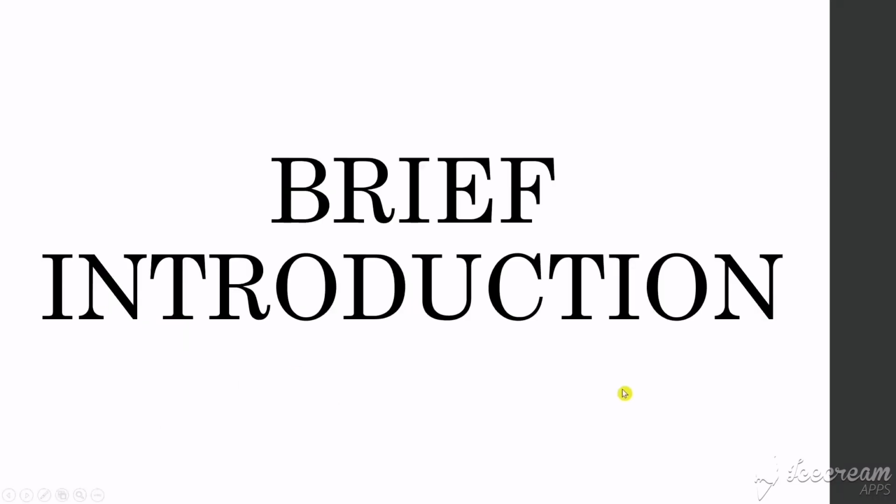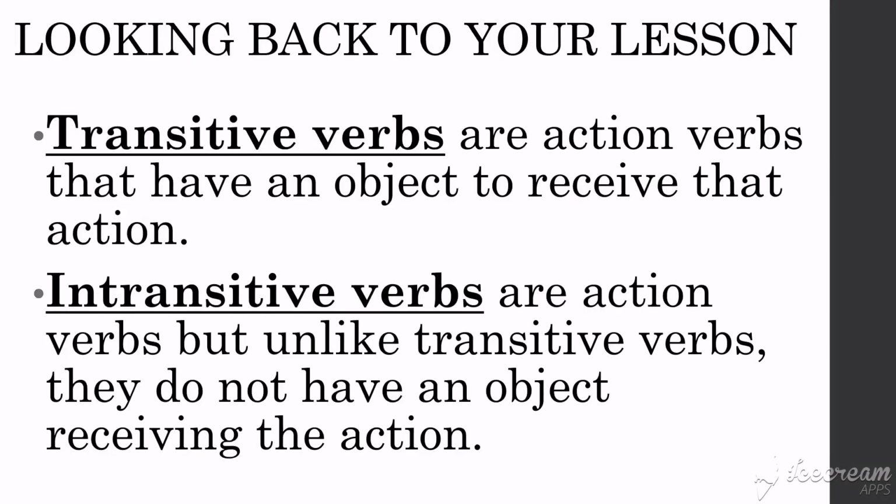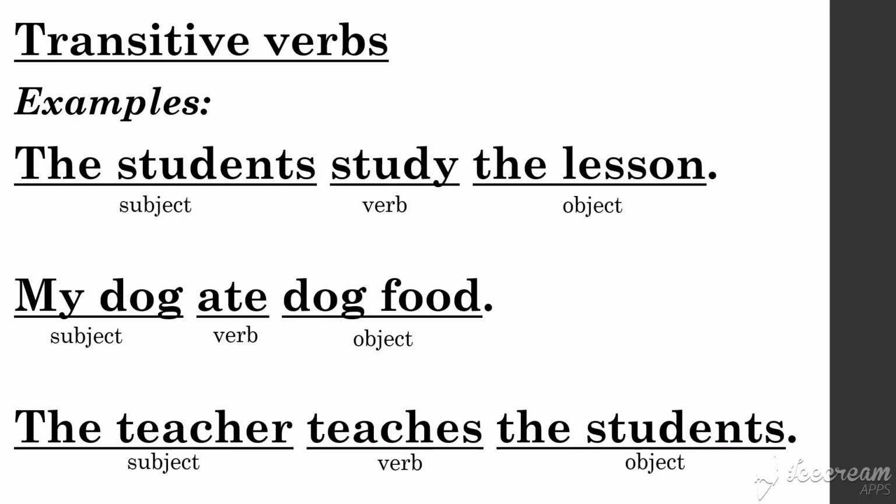Okay, so here is our brief introduction for active and passive voice. So remember, in the transitive verbs, I have given examples of sentences which contain subject, verb, and then object. So this is where we are going to focus on the formation of the following sentences. Again, subject, verb, and then object.